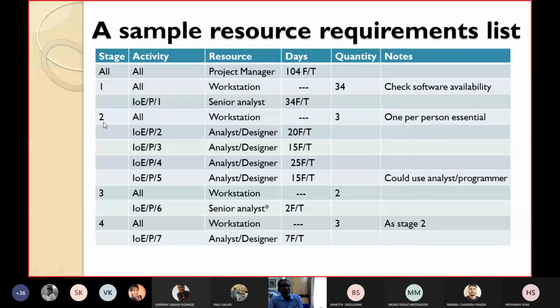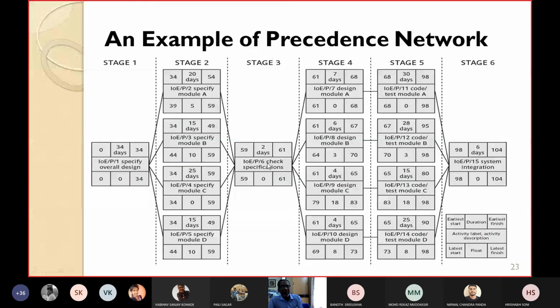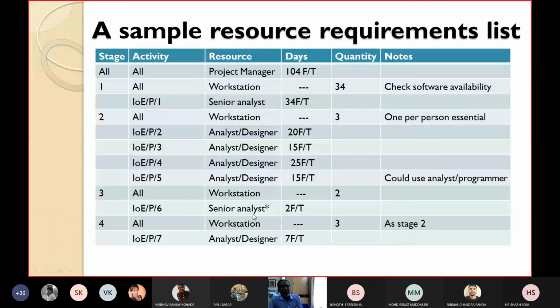So similarly in stage 3, for activity 6, we require a senior analyst, and he may require 2 full time. So for different activities, identify the different resources, write down in the table, mention for how many days you require, full time or part time, and how many quantities, wherever it is appropriate, and if any note is there you can use.